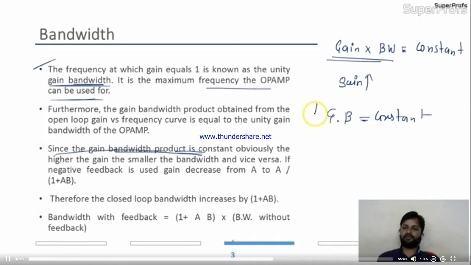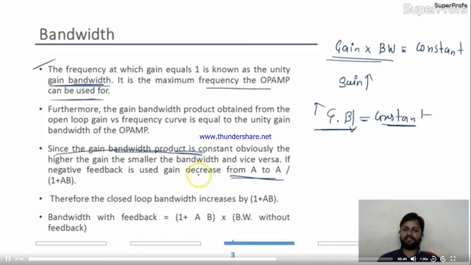If one will increase, the second one will decrease, but they will maintain the constant multiplication. Okay. Since the gain bandwidth product is constant, obviously the higher the gain, the smaller the bandwidth, and vice versa. If negative feedback is used, gain decreases from A to A divided by 1 plus A beta.